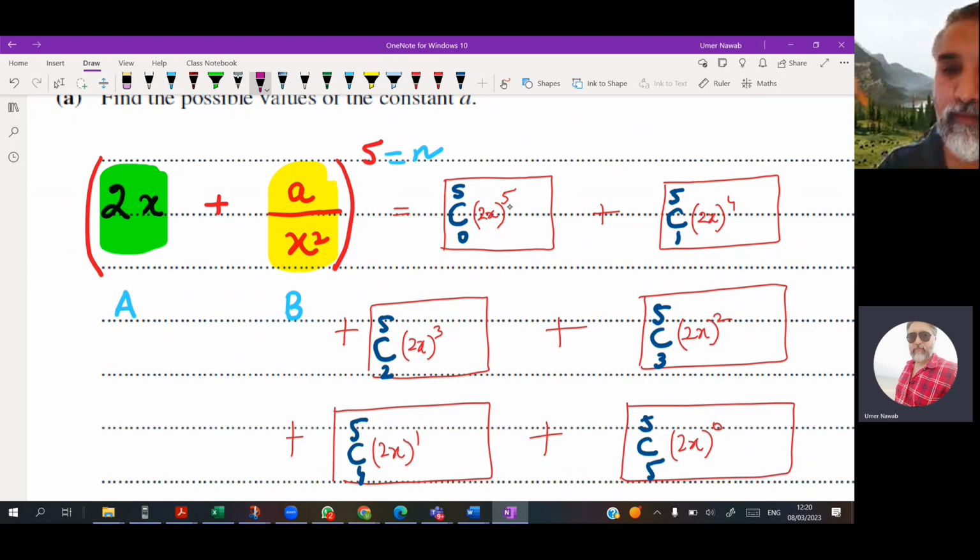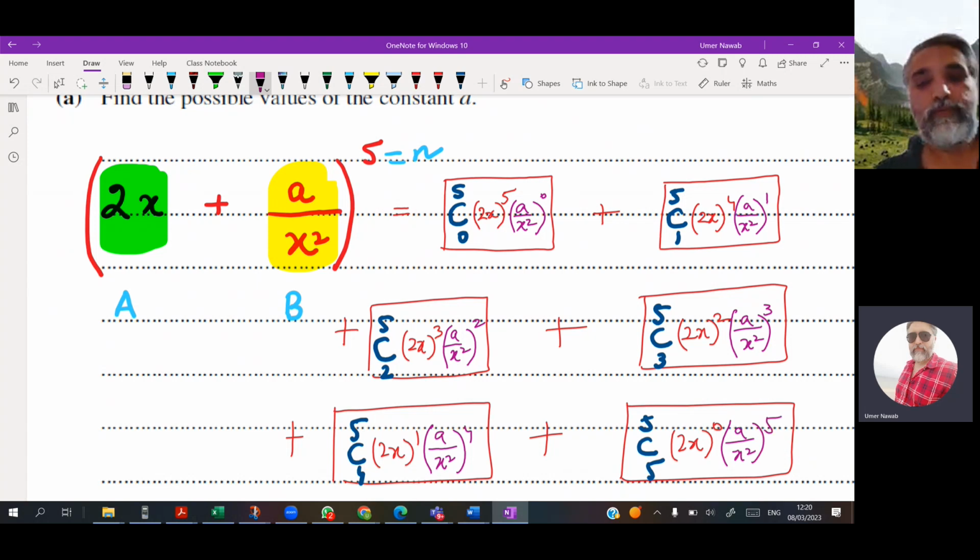What is the b? The b is a over x squared to the power 0. A over x squared power 1. A over x squared power 2. A over x squared power 3. A over x squared power 4. A over x squared power 5.